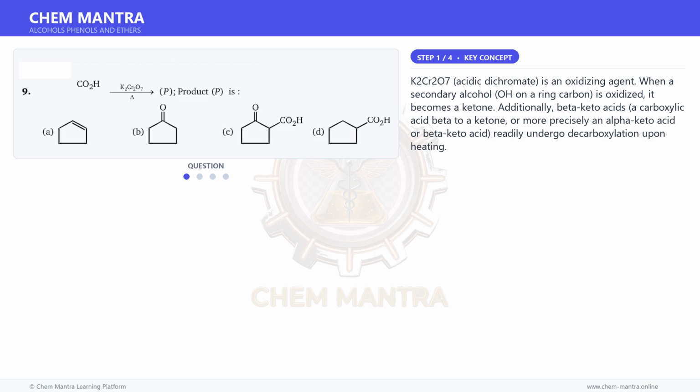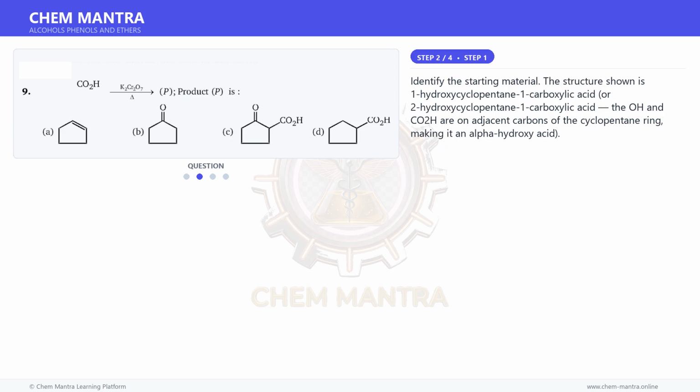K2Cr2O7, acidic dichromate, is an oxidizing agent. When a secondary alcohol, or on a ring carbon, is oxidized, it becomes a ketone. Additionally, beta-keto acids, a carboxylic acid beta to a ketone, readily undergo decarboxylation upon heating.